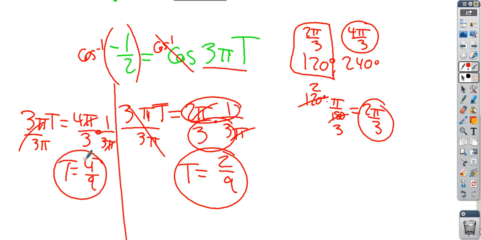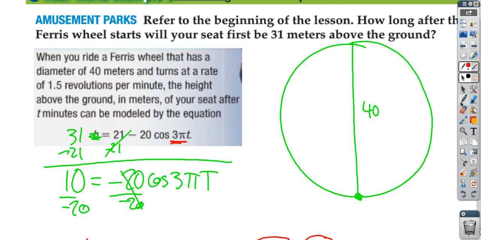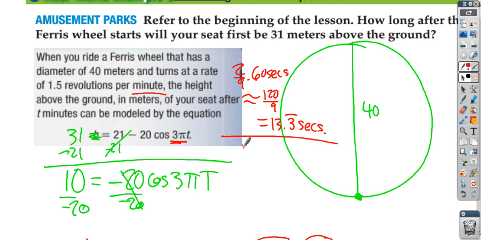Now here's how we need to interpret that. T, I believe, is given in minutes. We look up here. Do they tell? Yeah, we're talking about revolutions per minute. So t is given in minutes. So this answer basically means 2/9 of a minute, and that turns out to be about, what is that going to be? 13 seconds maybe. 120 divided by 9. That turns out to be 13.3 seconds. And then we also had 4/9 as our other solution. So 4/9 turns out to be 26.6 repeating seconds.